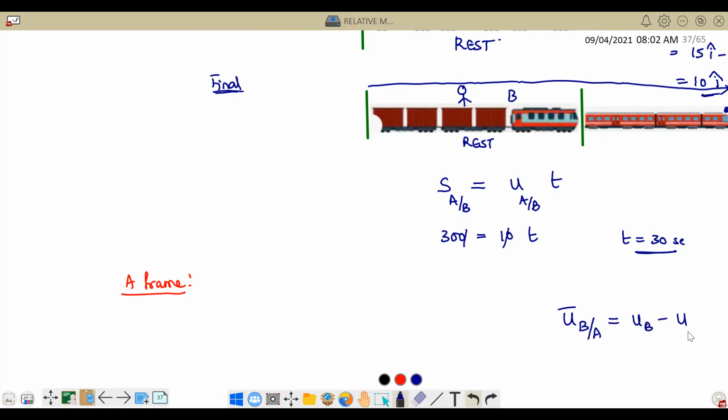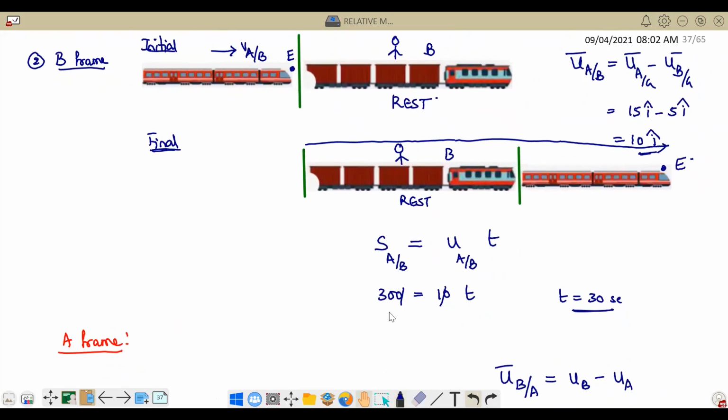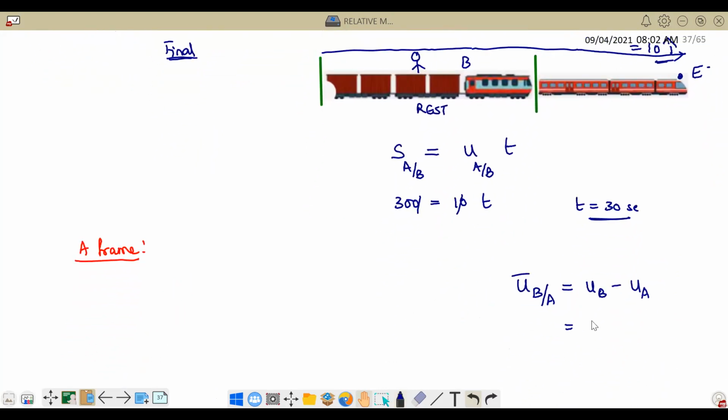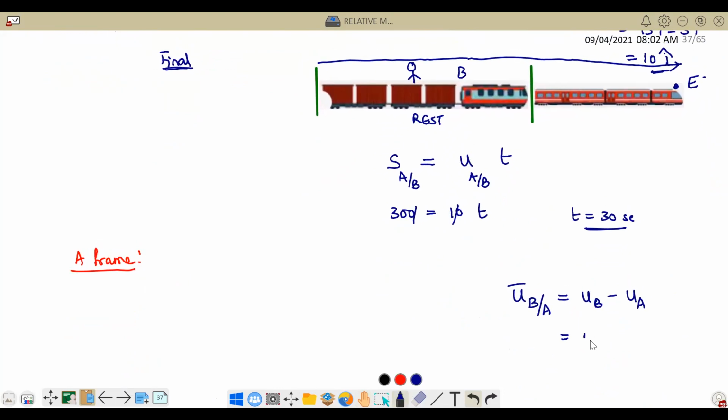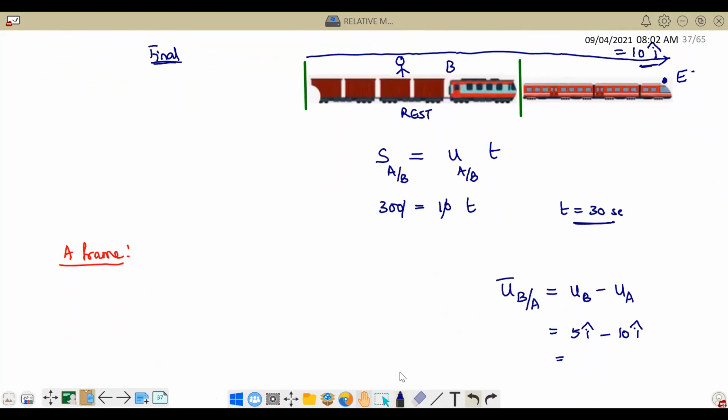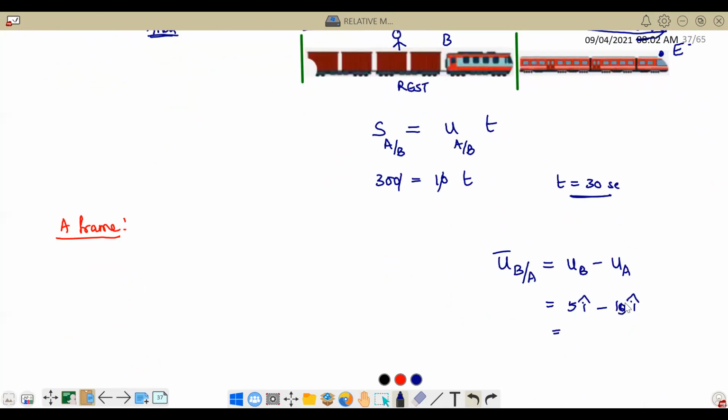Velocity of B minus velocity of A. What is the velocity of B? 5 i cap, correct? 5 i cap minus 10 i cap. Sorry, 15. So that means minus 10 i cap. Now with respect to A, B is moving which side? You have to understand. Left side, sir.